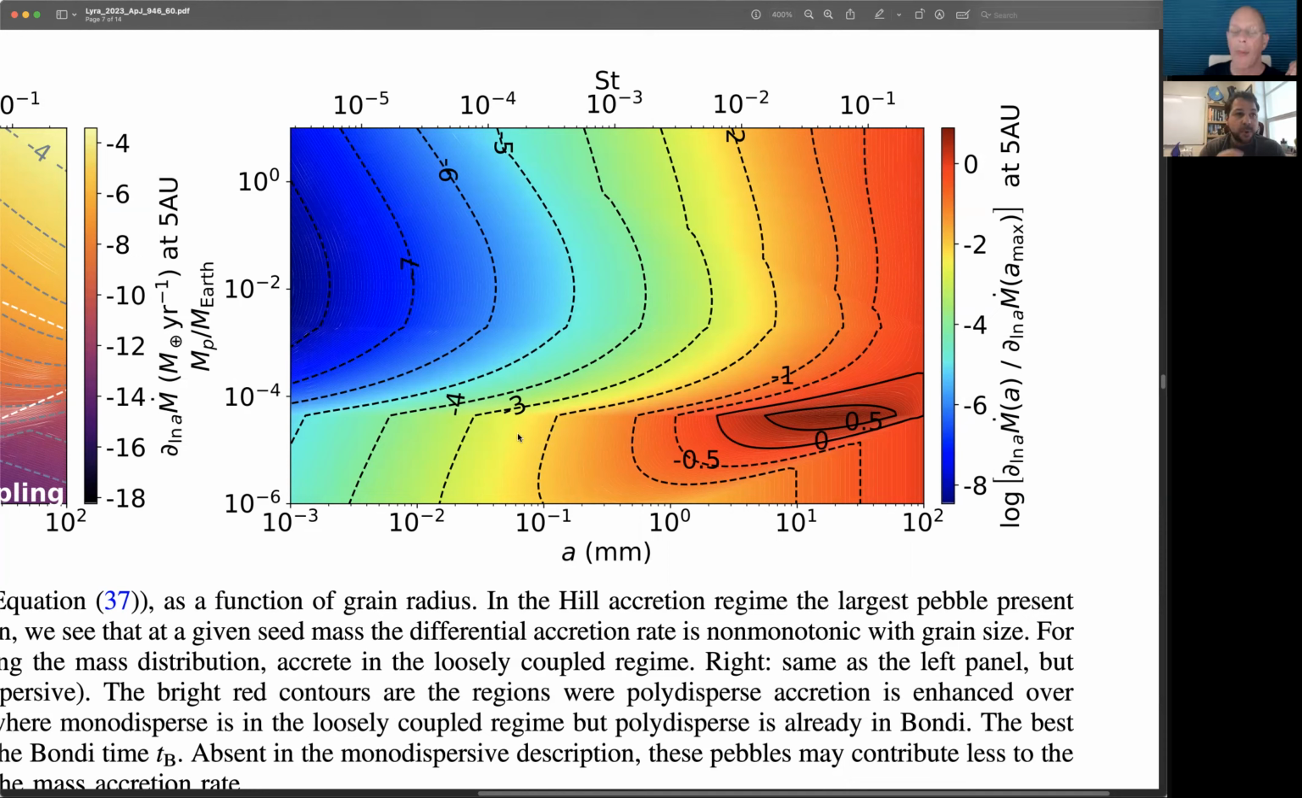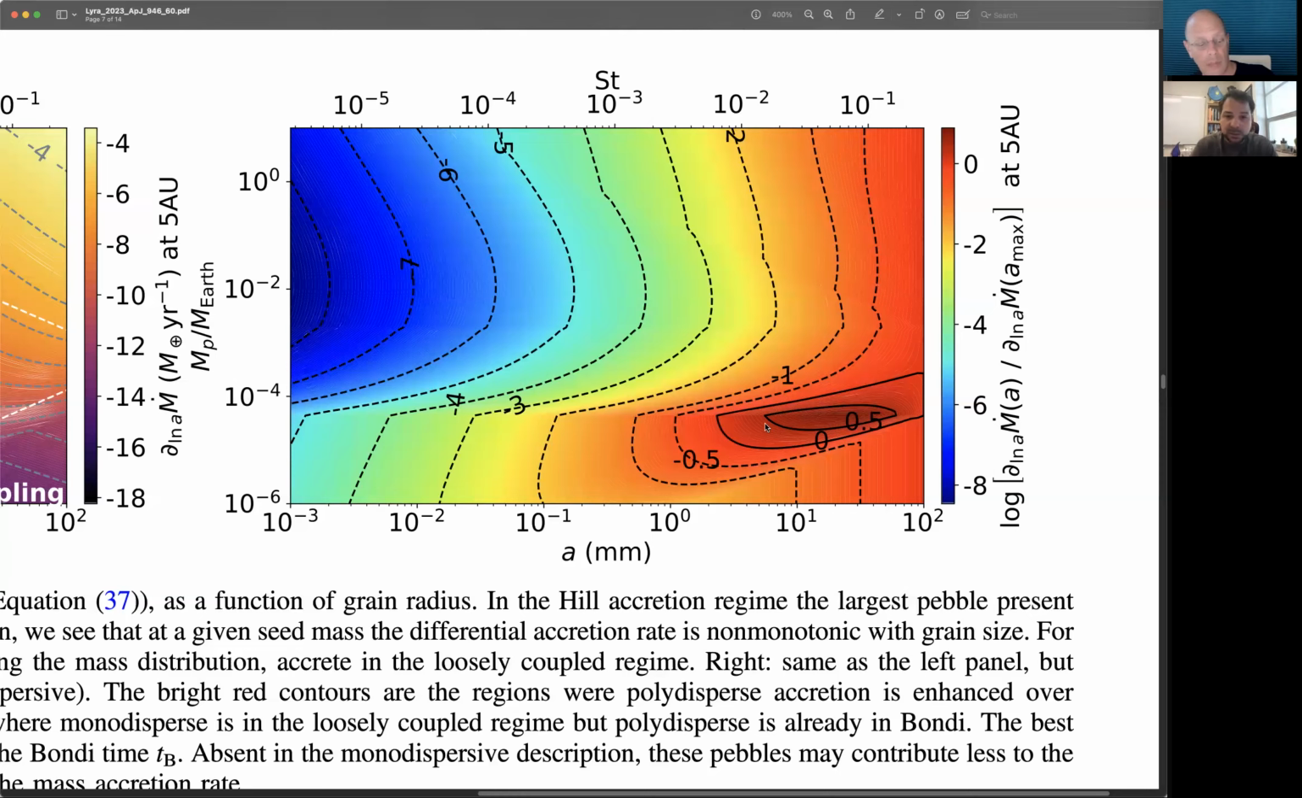So what you're seeing here is the polydisperse accretion rate that is being normalized by the monodisperse. Whenever these numbers are bigger than 1, so bigger than 0 in log, that means you have a higher accretion rate for a lower pebble size than the biggest pebble present in the calculation. That's the bright red contours here. In these areas, you have a higher accretion rate for a smaller pebble size than the biggest pebble size. And that happens only in the Bondi accretion regime.